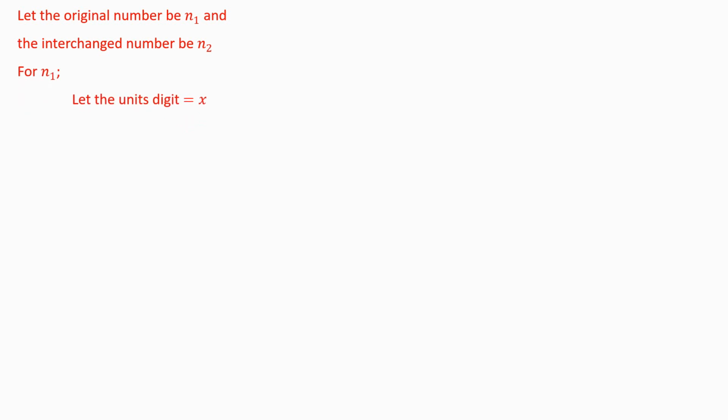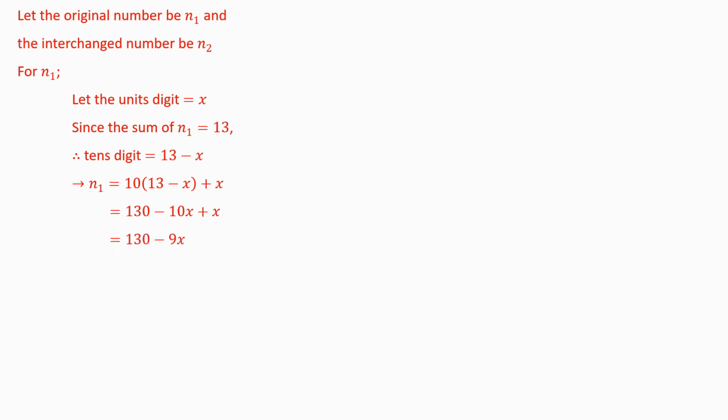Then we have been told that the sum of the 2 digits is 13, and therefore the tens digit is 13 minus x. So we know the value of the unit digit as x and the tens digit as 13 minus x. And so our n1 is equal to 10 because of the tens digit times the tens digit, which is 13 minus x, plus x. We open the brackets, it's equal to 130 minus 10x plus x. We simplify, we have 130 minus 9x. So that is our n1.